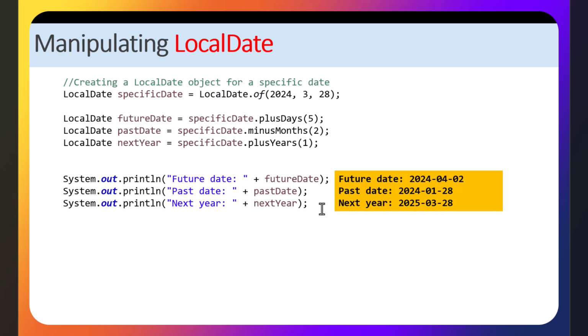Next, you have created a date. How to manipulate it? Manipulate means add or remove days, plus or minus months, and whatever, years also. So it's very simple here. This is the date created, plus days.